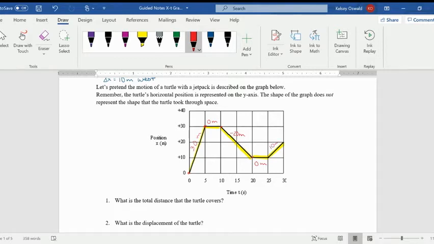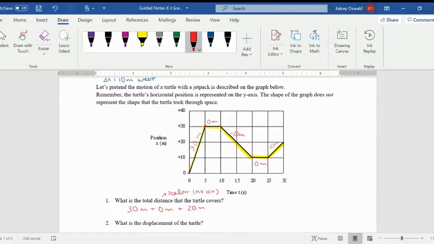So when we want to find our total distance our turtle covers, okay? Remember, this is going to be a scalar, so we're not going to include direction. We're just looking at how much ground in total our turtle covered. So what we're going to do is add up the distance the turtle traveled at each one of these individual segments. So from 0 to 5 seconds, our turtle traveled 30 meters. 5 to 10, didn't travel any. And 10 to 20, it went backwards 20 meters. But because we're looking at distance, we're just going to treat this as a positive 20.